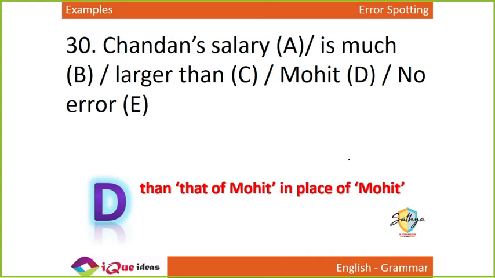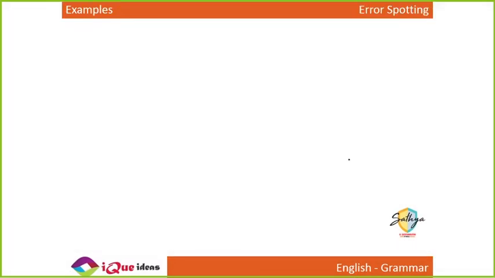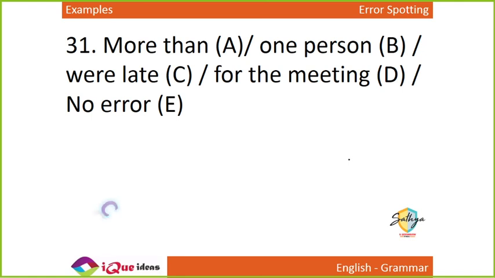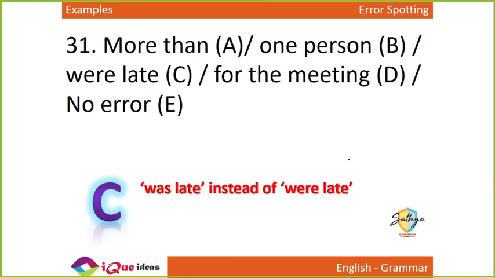Mohit's or that of Mohit should have been there. You cannot compare with Mohit. So obviously the part D is wrong. A salary is being compared with a person. So the error is there. Okay. More than one person was late for the meeting. More than one person was late for the meeting.